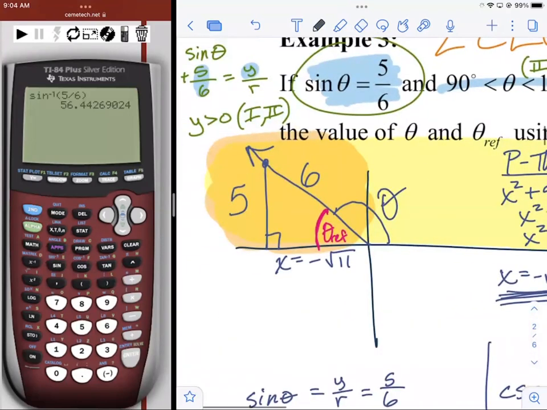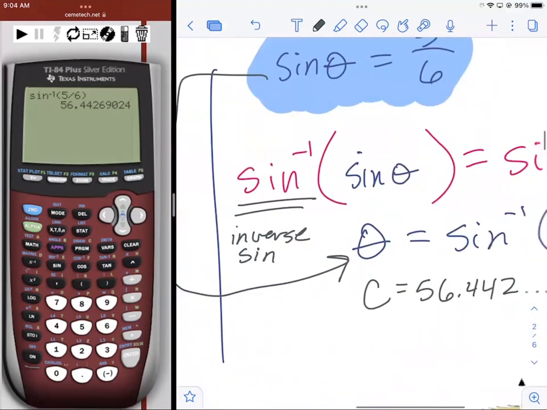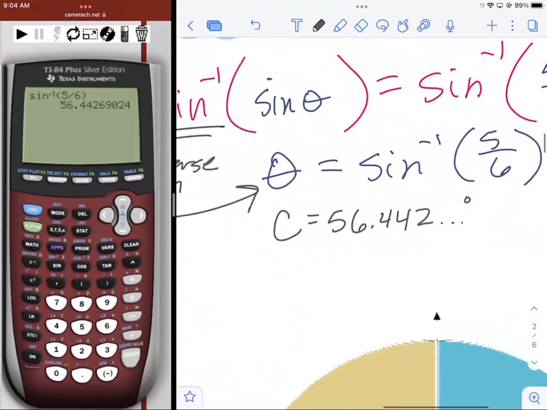No. If you remember back over here, our angle's supposed to be in quadrant 2. It's supposed to be between 90 and 180 degrees. The calculator gave us an acute angle between 0 and 90. So how do we get the calculator to give us the angle we want? Well, I don't know. Let's type it in again. Second sine of 5 divided by 6. But this time, let's tell the calculator, give me the other angle in quadrant 2, please.